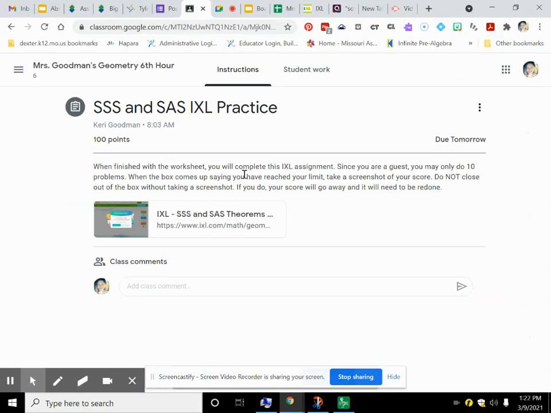When the box comes up saying you have reached your limit, take a screenshot of your score. Do not close out the box without taking a screenshot. Take your screenshot before you exit out of the box or click on anything. If you do close out of the box, your score will go away and it will need to be redone, and you're only allowed to do 10 problems a day, so then you're going to have to wait till tomorrow to redo it. Do not exit out of the box without taking a screenshot.